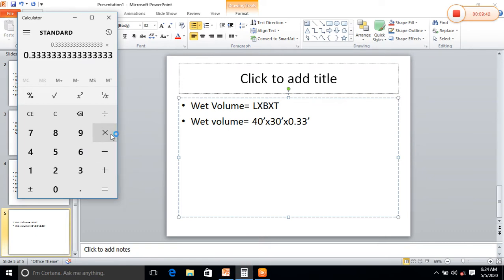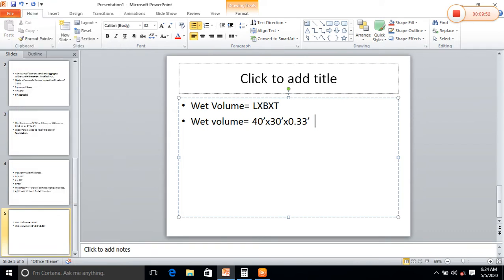Okay, now multiply these quantities. So multiply by 40, multiply by 30, so it becomes 400 cubic feet. Unit should be cubic feet. As all the units are same, so unit should be cubic feet. Okay, and now this is our wet volume quantity.